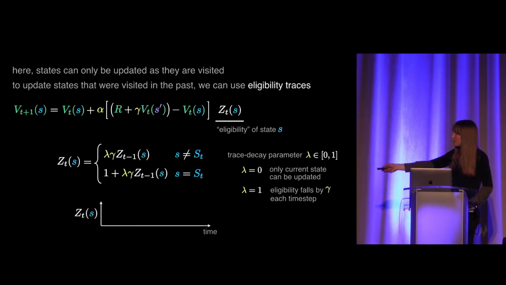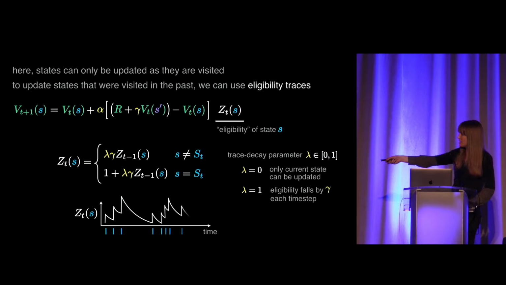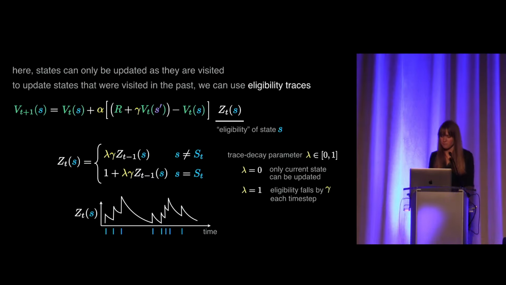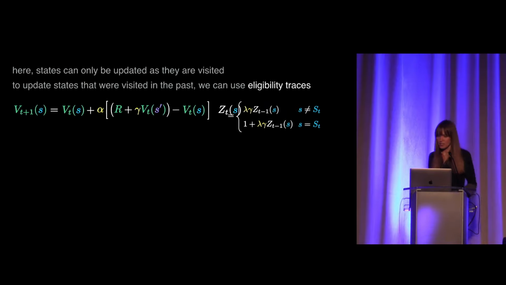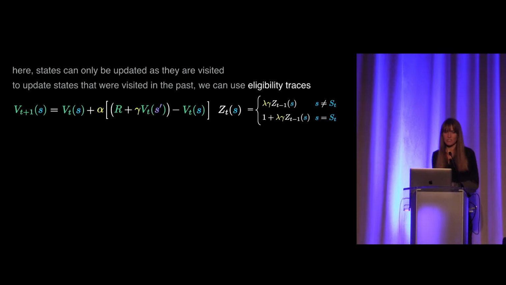So the way that we can think about this, if we're looking at the eligibility of a particular state S, we can look at how that eligibility would change as we visit that particular state. If these are visits to a particular state on the x-axis here, you can see that the eligibility of that state will increase every time we visit that state and decay in between visits. Okay, so what does this ultimately allow us to do? When we add this eligibility onto our update rule, this allows us to keep track of states that we visited in the past and update the value associated with those states.